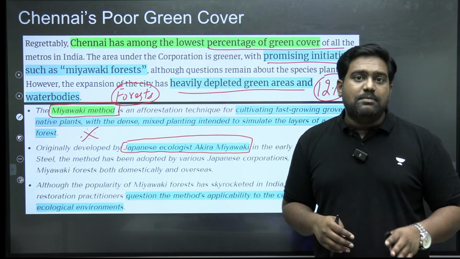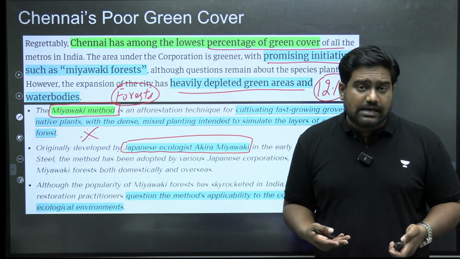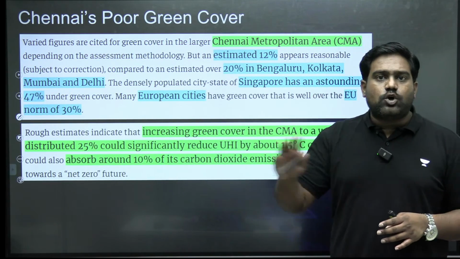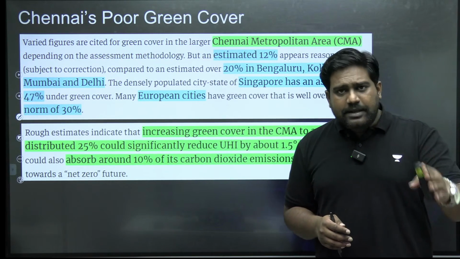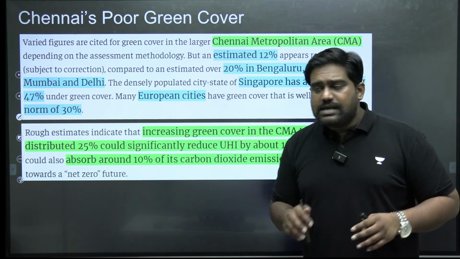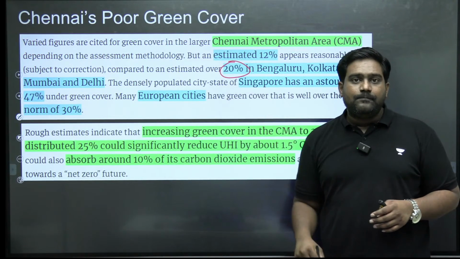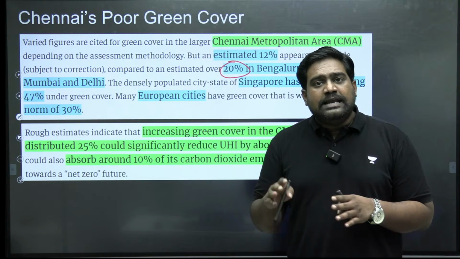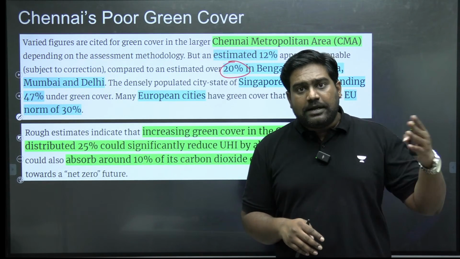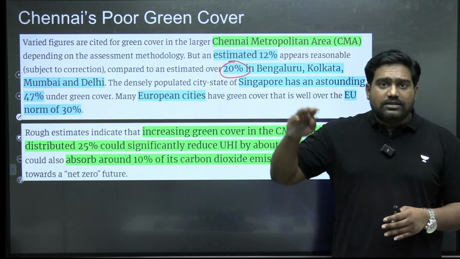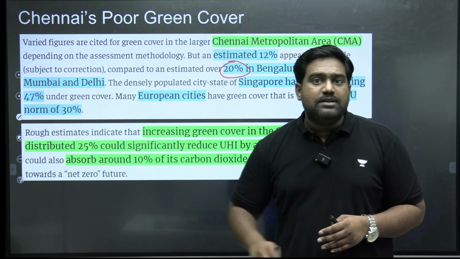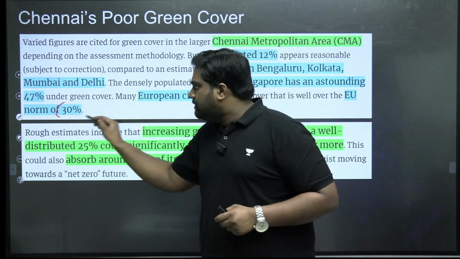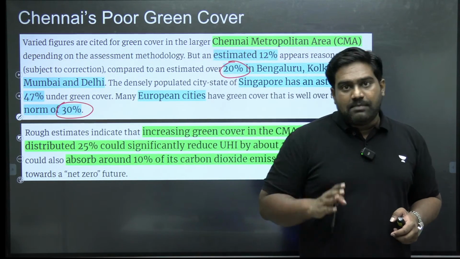So Chennai has experimented with this and it has tried increasing its green cover. But still, the city has the lowest green cover in the country amongst all major cities. If you look at Bengaluru, Delhi, etc., they have a green cover of 20% and above, whereas Chennai's green cover is just around 12%. Now, in general, Indian cities have very little green cover when compared to global standards. If you look at the European standards, in the European Union, most major cities have a green cover of a minimum of 30% and above.